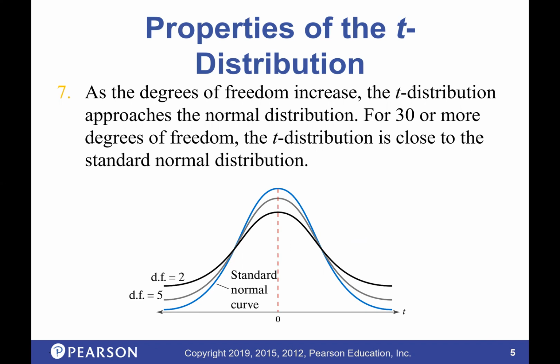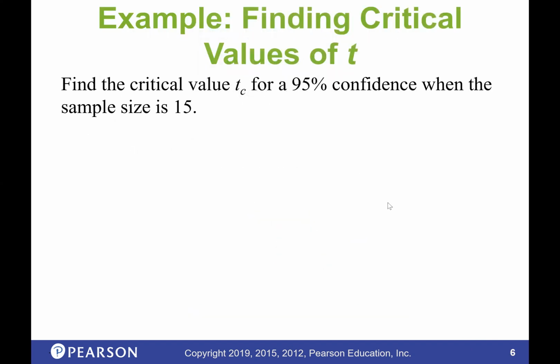Okay, so let's jam with this right here. Let's do the table first. Here it is: find the critical value for a 95% confidence when the sample size is just 15. Notice it doesn't say it's normally distributed. It just says, I asked 15 people what their age in college is. That's what I did.